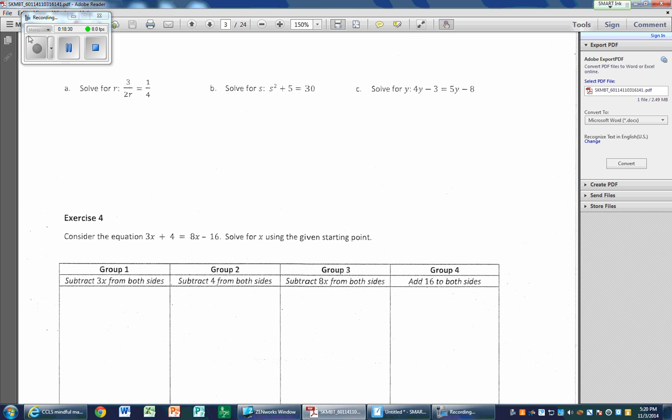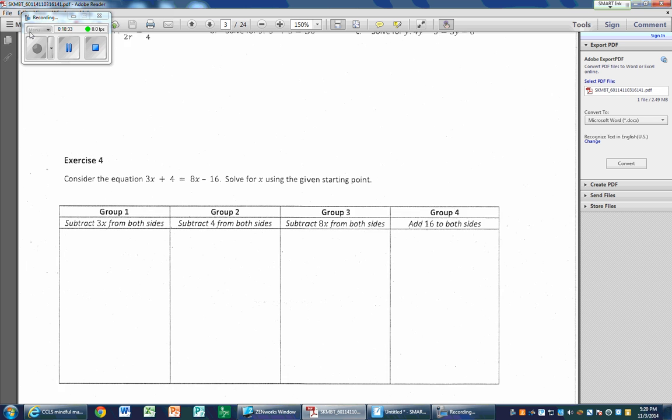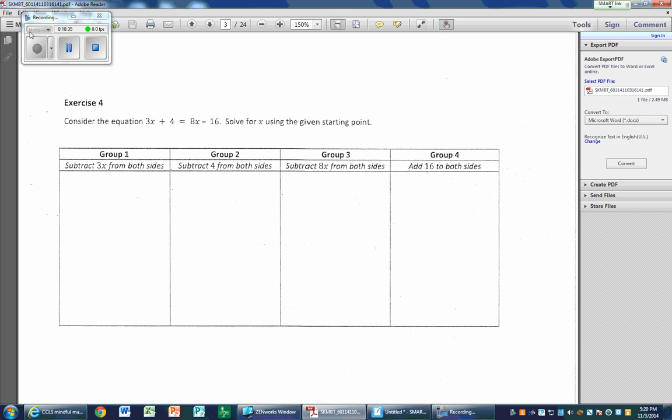This is where I want to get to. There are lots of ways to solve a problem. Consider the equation 3x plus 4 equals 8x minus 16. Solve for x using the given starting point. There are 4 different ways that you can solve this problem. Break up in your teams, and then we're going to assign, group 1 is the first one next to the door, and keep on going around in teams. So we should have 2 people in group 1, and then around, and so on. And once we get up to group 4, the next team is going to be group 1 again. Follow the directions, solve this problem.